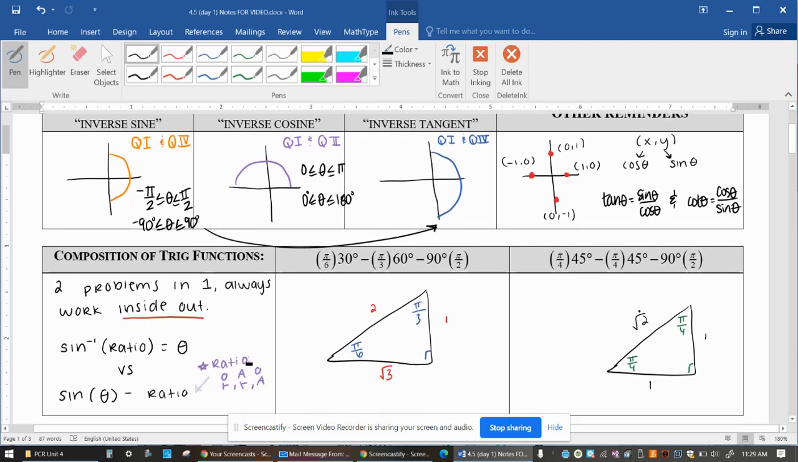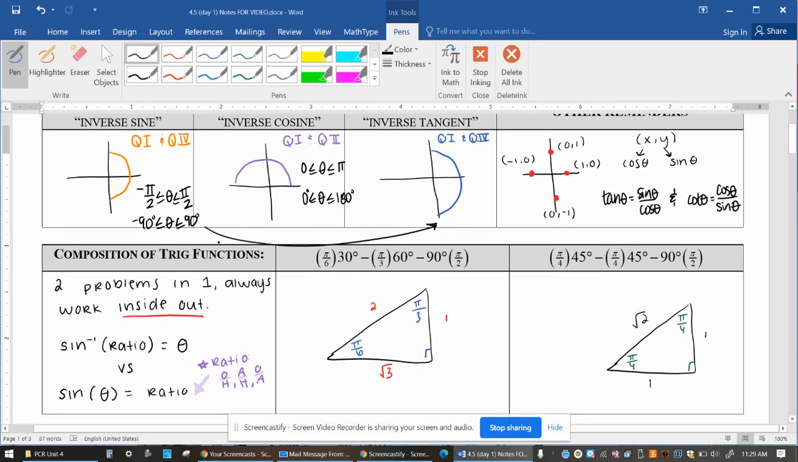All right, so the problems that we're going to be dealing with are going to be two problems in one, okay? So that's the difference between what we've been doing and what we're going to do today. So we're going to have two problems in one, and you want to work from the inside out. But what's critical with these problems is you need to pay attention to whether you've been given a ratio or you need to find the ratio. So again, when you're given a ratio, that means that they're probably trying to find the angle, right? Because you already know the ratio.